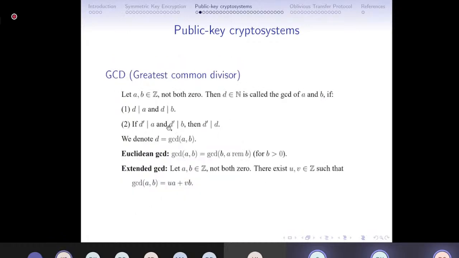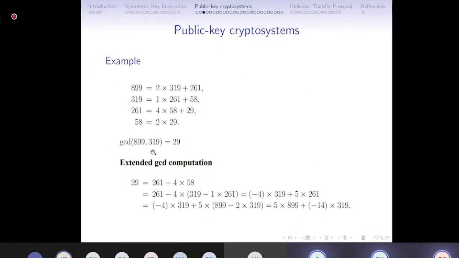So this is the GCD, which is the greatest common divisor, and the GCD of any two numbers can be expressed as u times a plus v times b. That means suppose that we want to find the GCD of a and b, then the GCD of a and b can be expressed as u times a plus v times b, where a, b, u and v belong to Z.